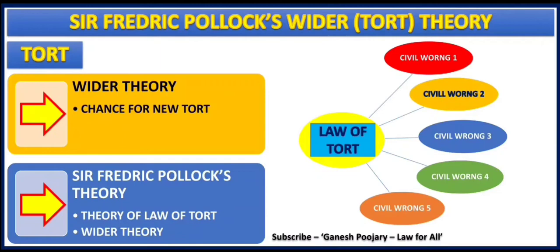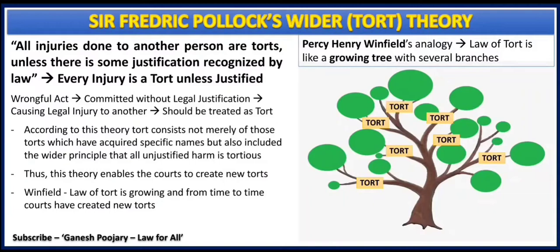What does Sir Fredric Pollock say? He says all injuries done to another person are torts unless there is some justification recognized by law. Or to put it in simple English, every injury is a tort unless justified. Now there are four important components that you have to see. The first thing, there is a wrongful act, and then such wrongful act committed by the defendant is done without any legal justification. And thirdly, such wrongful act done without legal justification by the defendant is causing some legal injury to another, the plaintiff. And such a wrongful act committed without legal justification causing legal injury to the plaintiff will be treated as a tort. That's what Sir Fredric Pollock has to say.